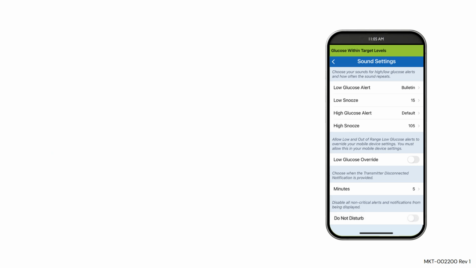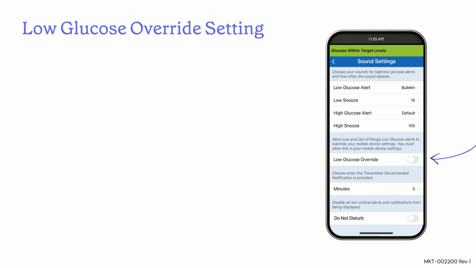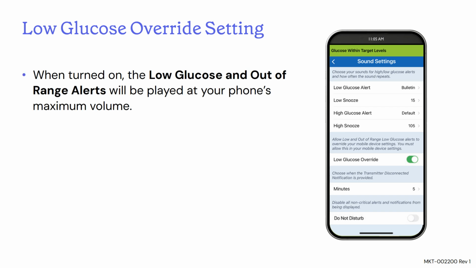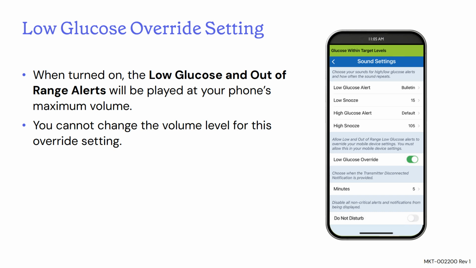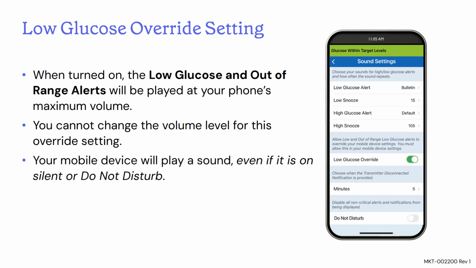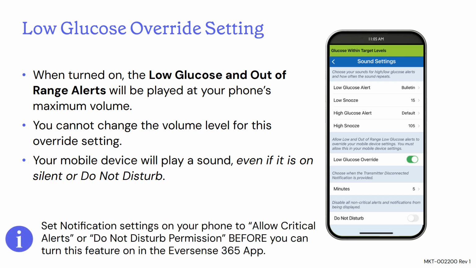In sound settings, there are a few other options that you can customize. The low glucose override setting, when turned on, makes the low and out-of-range low glucose alerts be played at your phone's maximum volume. You cannot change the volume level for this override setting. This allows you to still receive low and out-of-range low glucose alerts on your phone, even if your phone's silent mode is on or Do Not Disturb is on. You must go into the notification settings on your phone and allow critical alerts, or Do Not Disturb permission, before you can turn this feature on in the Eversense 365 app.